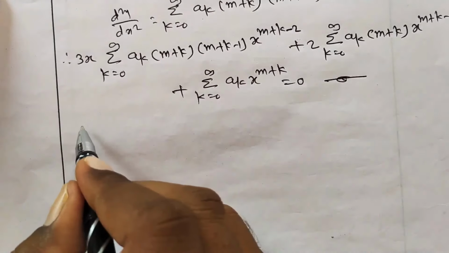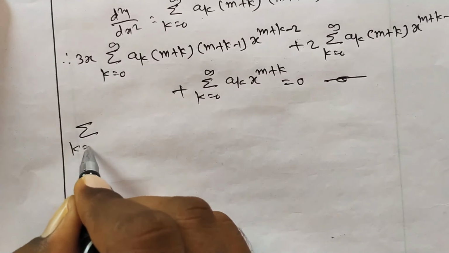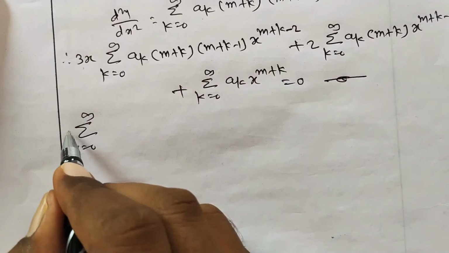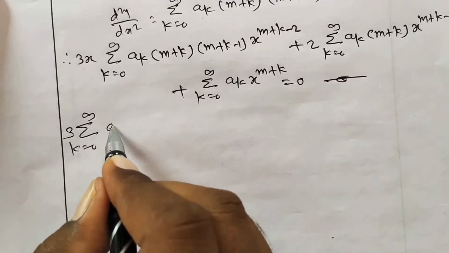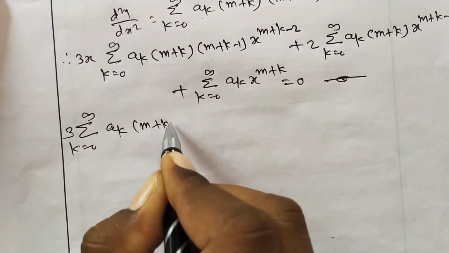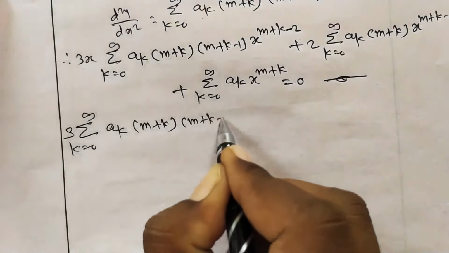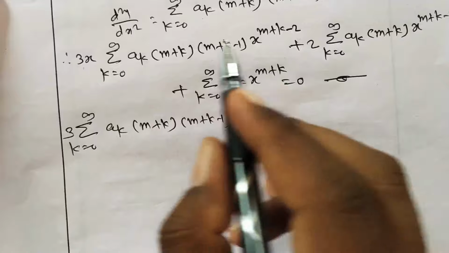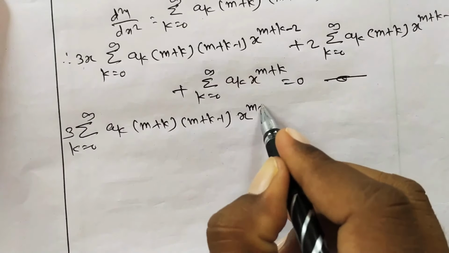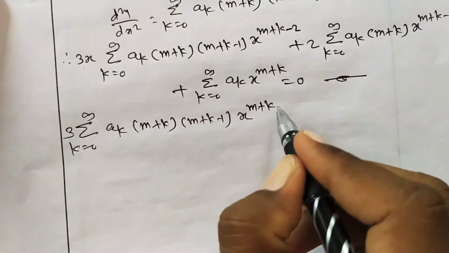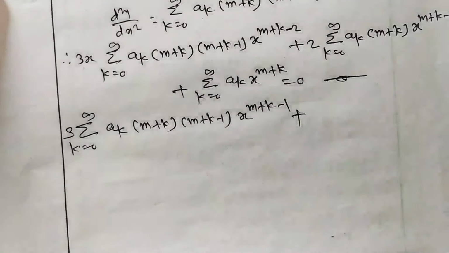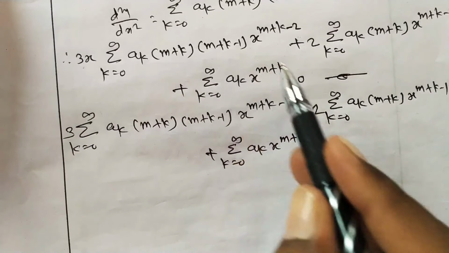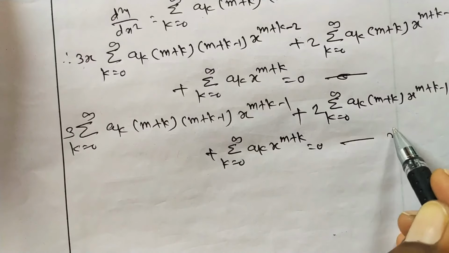Now after simplification we can write one more step. Summation of k varies from 0 to infinity: multiply this 3x, so this 3 is written as it is, and if you multiply x inside, then we will get a_k (m+k)(m+k-1) x^(m+k-2) into x. So if we add the powers, m+k-2+1, that is m+k-1. Plus the remaining terms as they are, the only change is multiplying x to this, and denote this equation by 2, say.